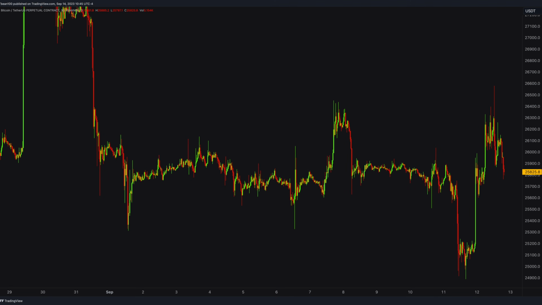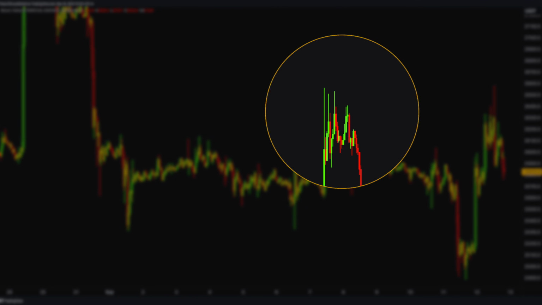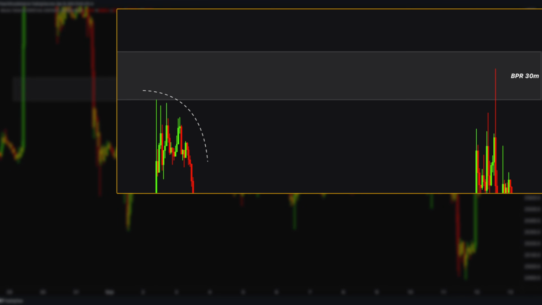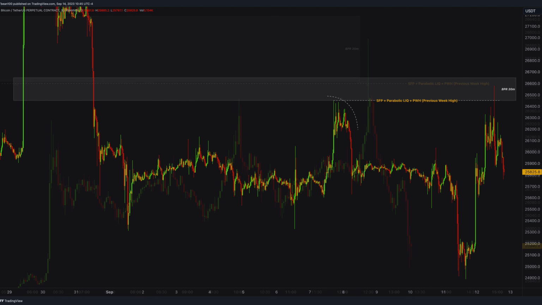Let's talk about another great trade, and then we'll talk about a perfect trade setup that ended with a stop loss. So, from the higher time frames like 30 minutes, I already noticed this. This parabolic liquidity is taken out with a strong wick, which again collides with a balanced price range. Another important thing was that this was the previous week high, an institutional price level swept.